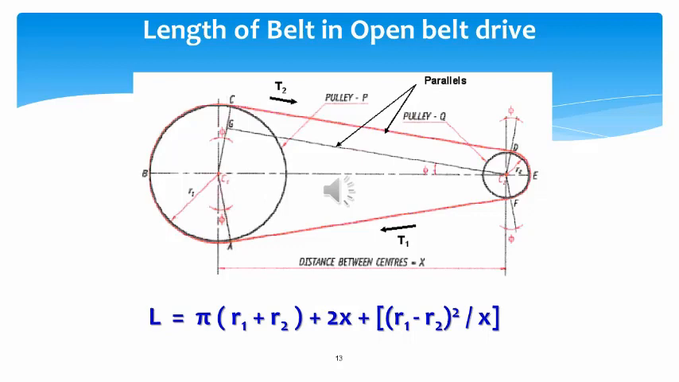So the formula for this length is pi into (r1 plus r2) plus 2 times x plus (r1 minus r2) whole square divided by x, where r1 is the radius of the larger pulley and r2 is the radius of the smaller pulley. So length can be derived in terms of the radii of the two pulleys and the distance between the two pulleys. The radii of the two pulleys are known to us, and the distance also can be decided. So the length can be derived from this. There will be no uncertainty in finding the length of the belt drive.